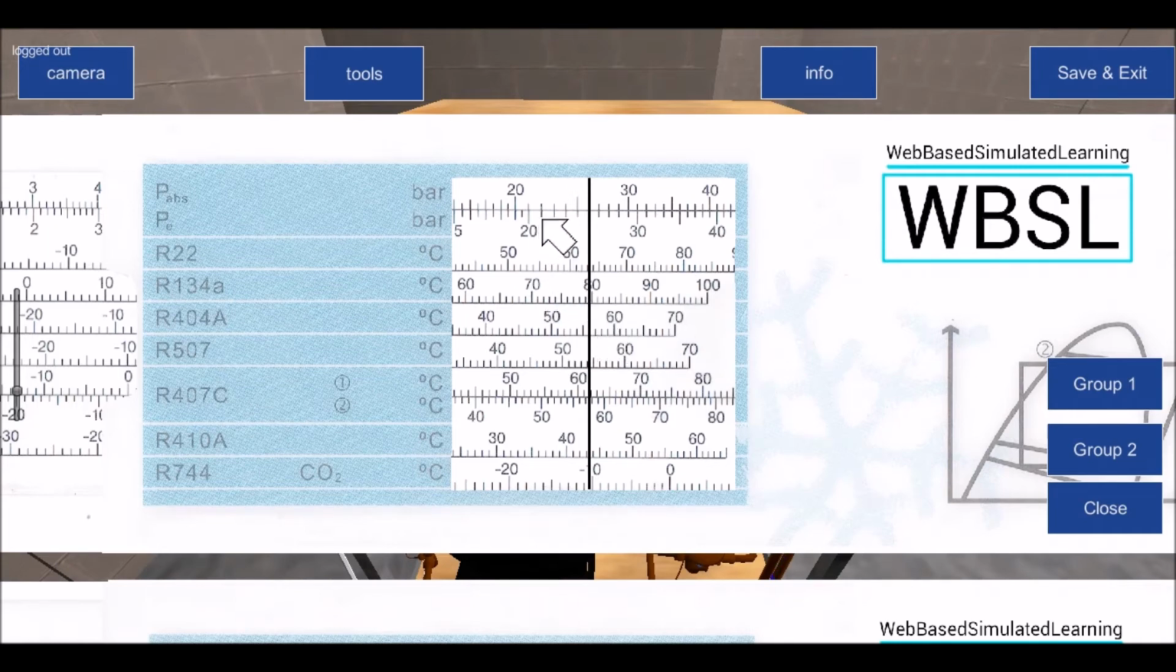So it's about 55 degrees Celsius, 56 degrees Celsius. That's the maximum temperature that my condenser can get to, which is the maximum head pressure of 25 bar. So the higher my head pressure, the higher my temperature. The lower my head pressure, the lower my temperature.